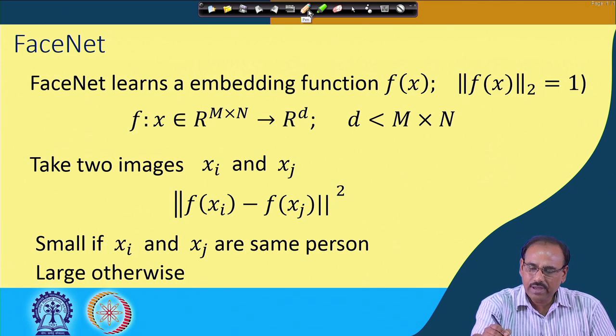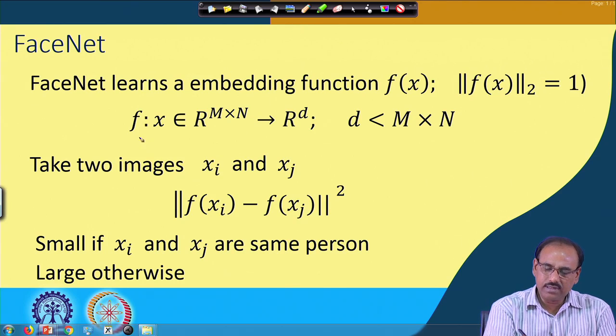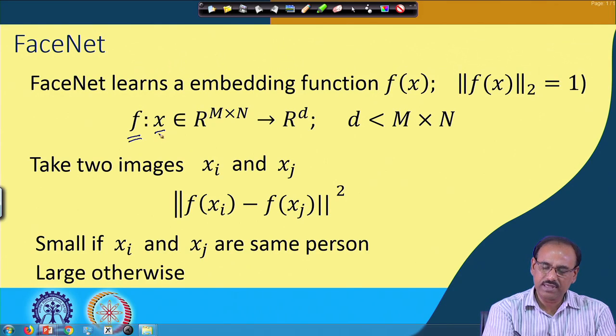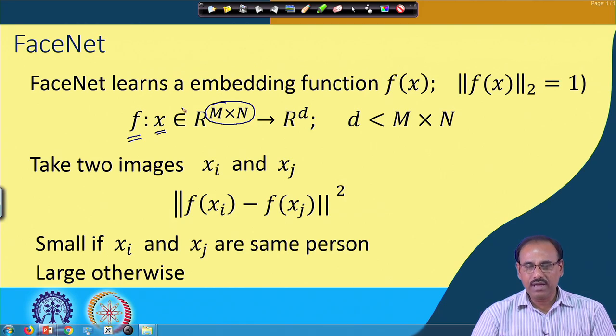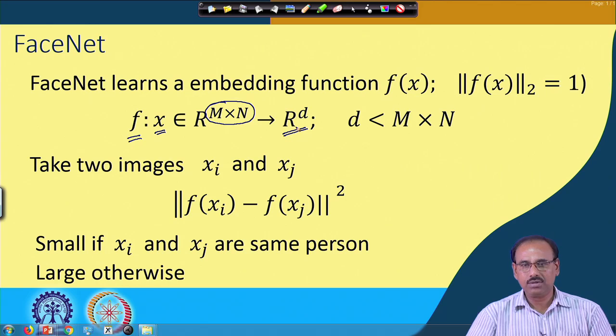Or in other words, we can write that the FaceNet learns a function f which maps your input face image x. Of course, here we assume that this input face image x is of size m by n, so m by n number of pixels. So it learns a mapping, or an embedding, of an input face image x to a d-dimensional feature vector. So it maps x, which belongs to R^(m by n), to R^d.